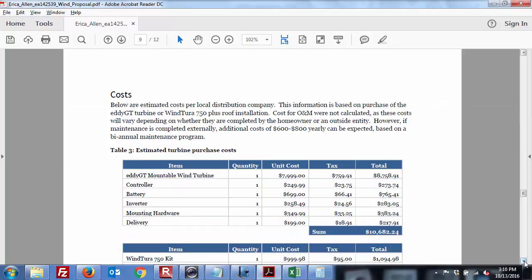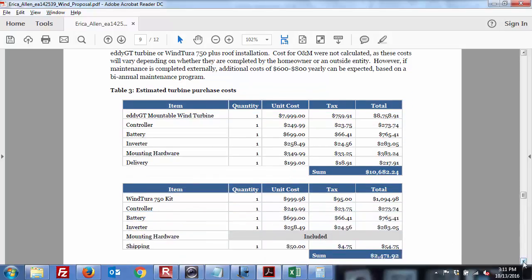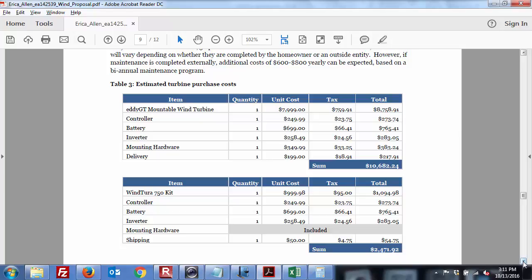Okay, so she breaks out the costs. That's about right. So we guesstimated $10,000. There's the turbine, the controller, the battery, inverter, hardware, and dropping it off. There's the total. Here's the other kit. Looking at that all, I would say the battery is going to cost you the most in the whole system. Well, I don't know. In this particular case, the turbine was more expensive. Again, like she said, this is the higher quality one, and that's the lower quality.